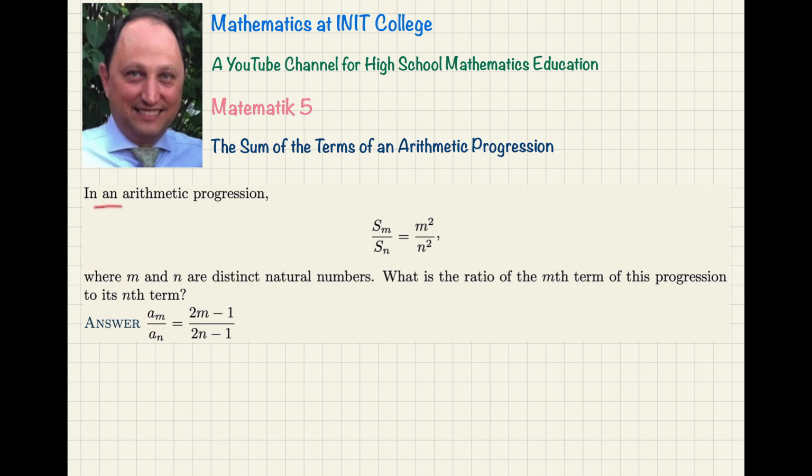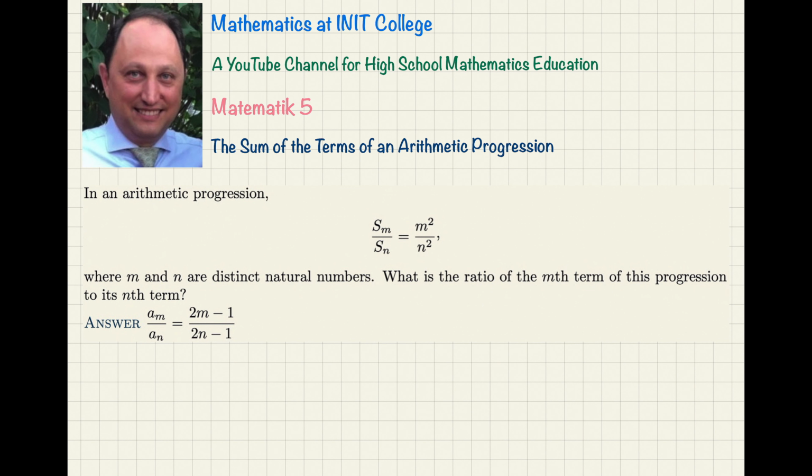In an arithmetic progression, we have S sub m over S sub n equals m squared over n squared. Here, of course, S sub m means the sum of the first m terms of this arithmetic progression. Here, m and n are distinct natural numbers. What is the ratio of the mth term of this progression to its nth term?